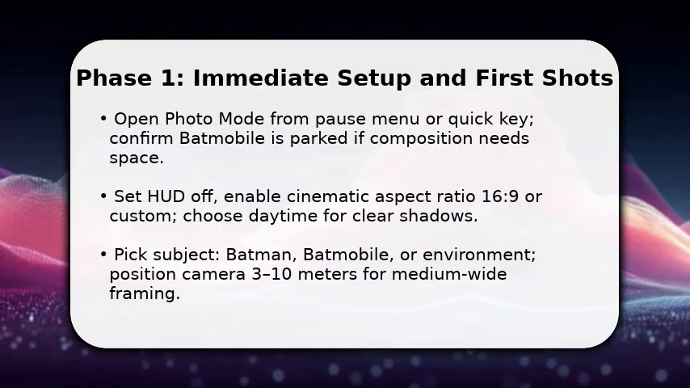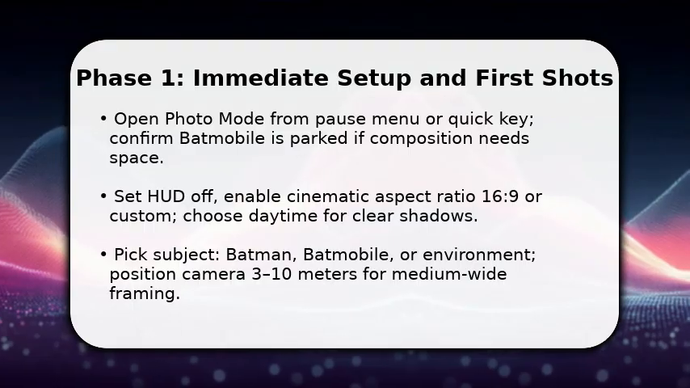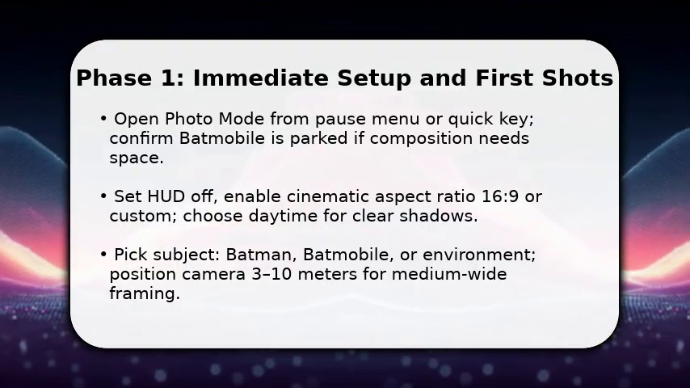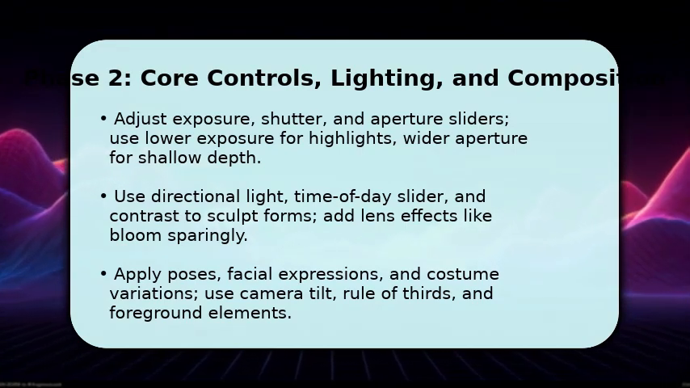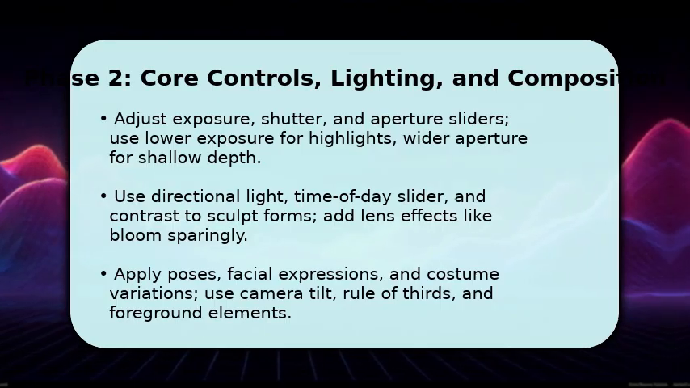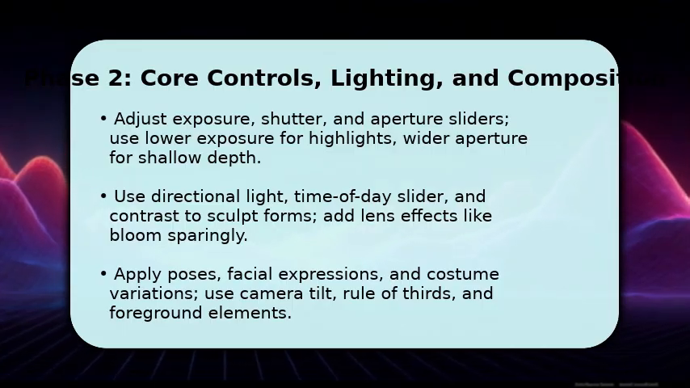Then pick your subject, Batman close-up, the vehicle, or skyline, and place the camera roughly 3 to 10 meters for a strong medium-wide shot. Now focus on core controls. Tweak exposure, shutter speed, and aperture to balance highlights and detail. Lower exposure tames blown skies, wider aperture blurs background for subject isolation.